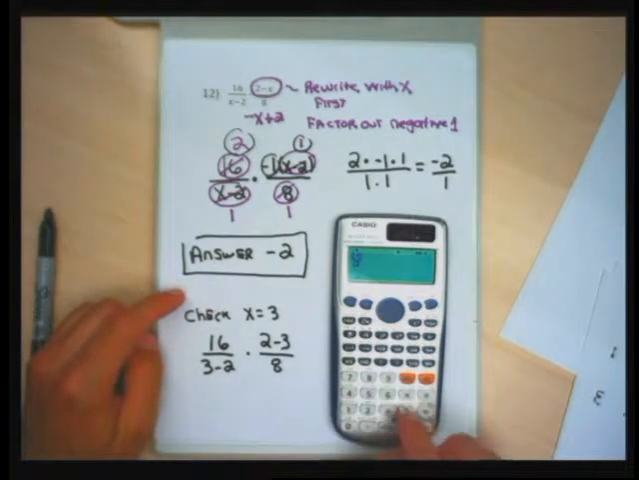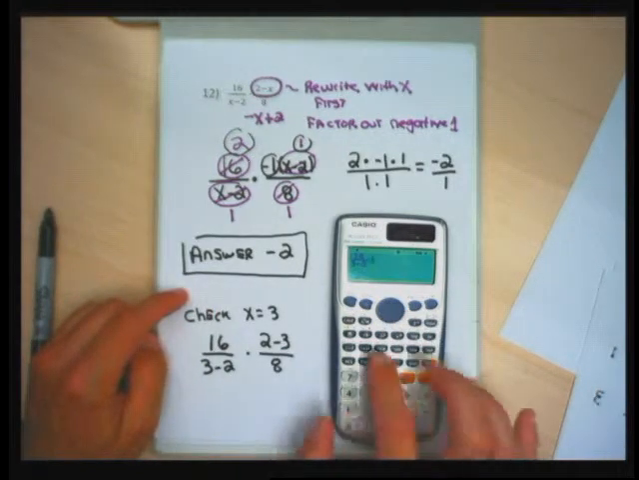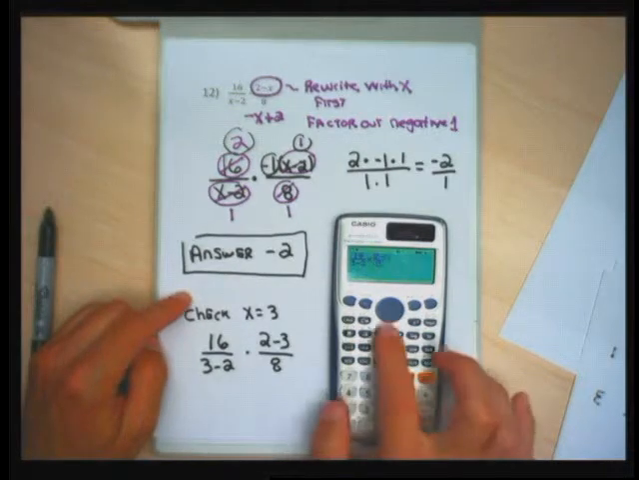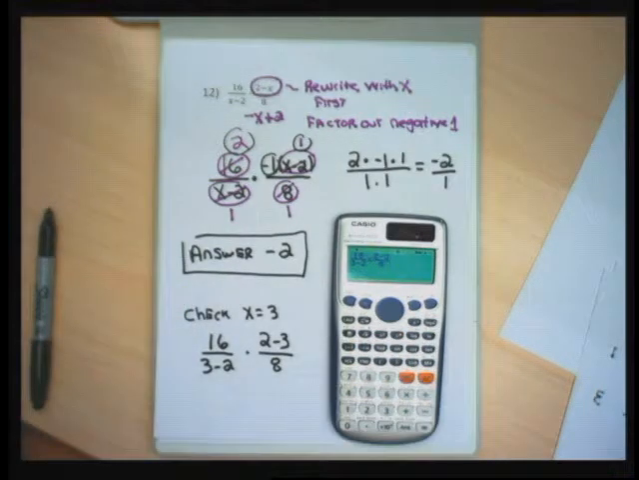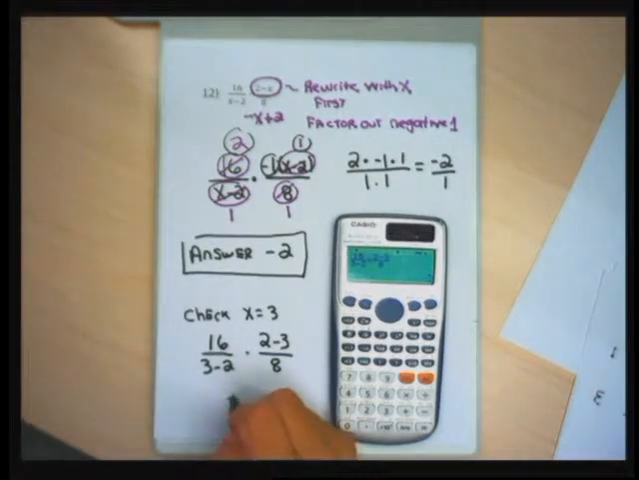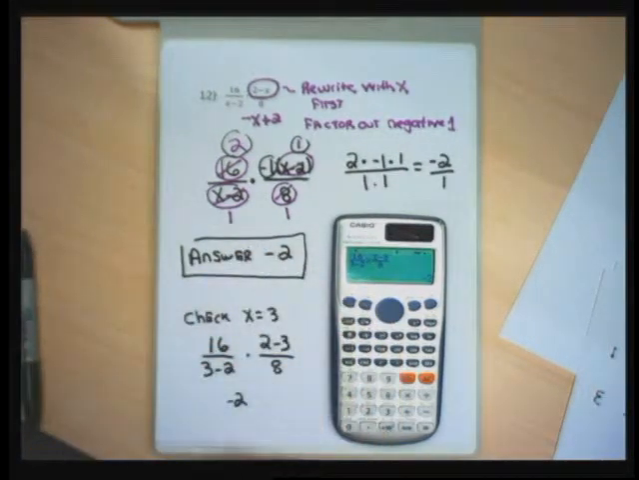So I'm going to go 16 over 3 minus 2 times 2 minus 3 over 8. And when I hit equals, if I come up with a negative 2, I'll believe my work and I'll be done. Beautiful. Because this comes out to negative 2, which is the same as my answer, I feel good about it.